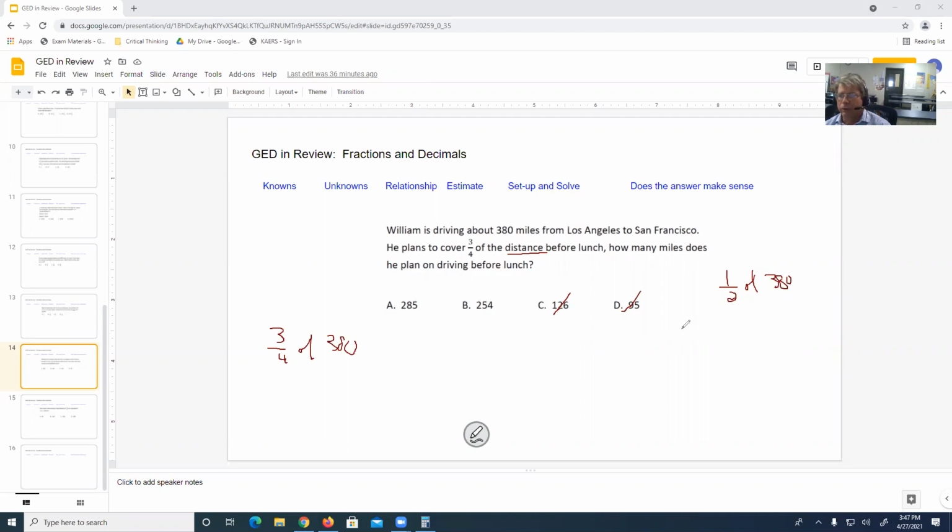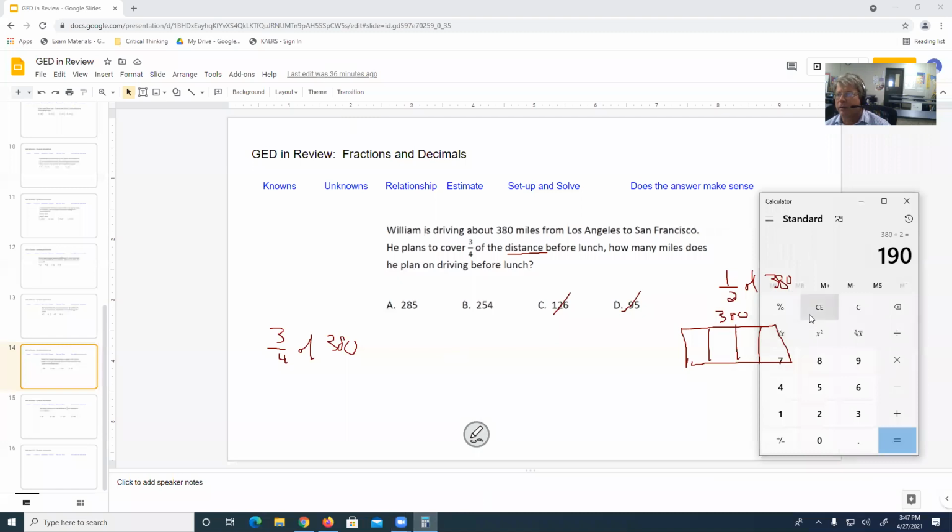To do 3/4, what you've got to do is divide the 380 into 4 pieces. So 3/4 means to cut it into 4 pieces. If I'm going to do that using a calculator, that's 380 divided by 4.